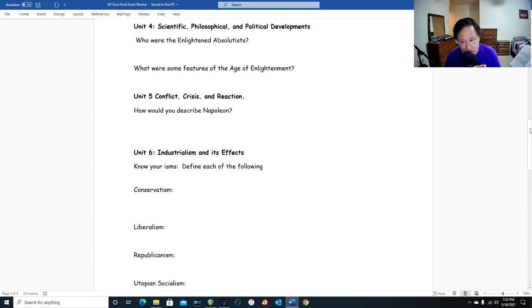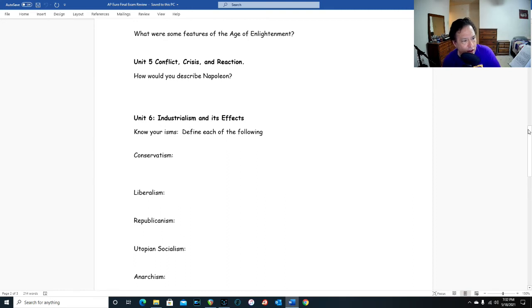They had no colonies. And yet, were the non-colonial countries being dominated by the colonial countries? No, Prussia and Austria were both great powers, extremely powerful. And they didn't benefit from the exploitation of colonies, but they also didn't have the expense of maintaining those colonies. And they didn't have to worry about losing them either. And that brings us to Unit 5, Conflict, Crisis, and Reaction.